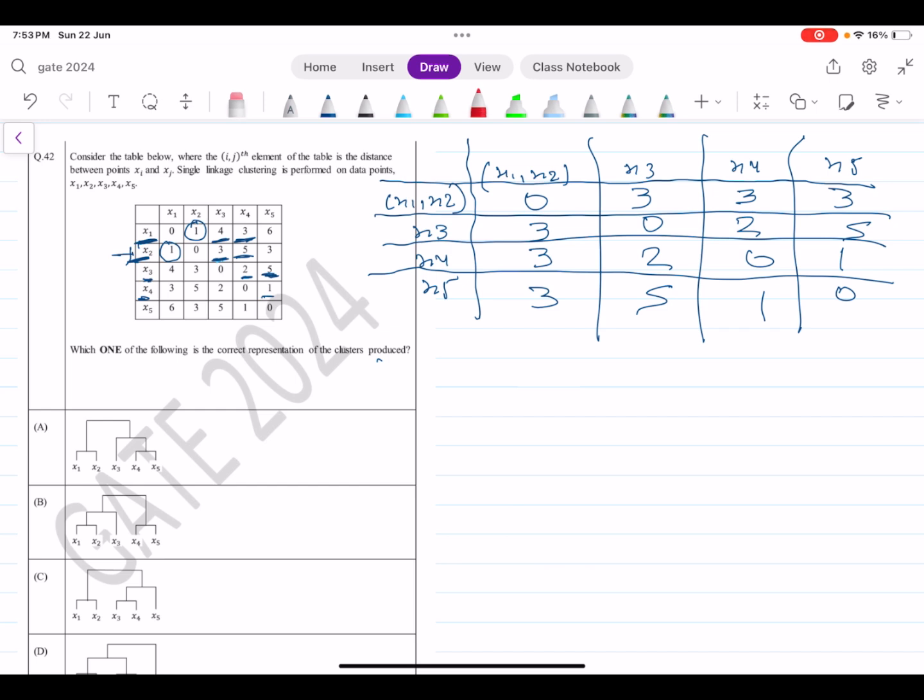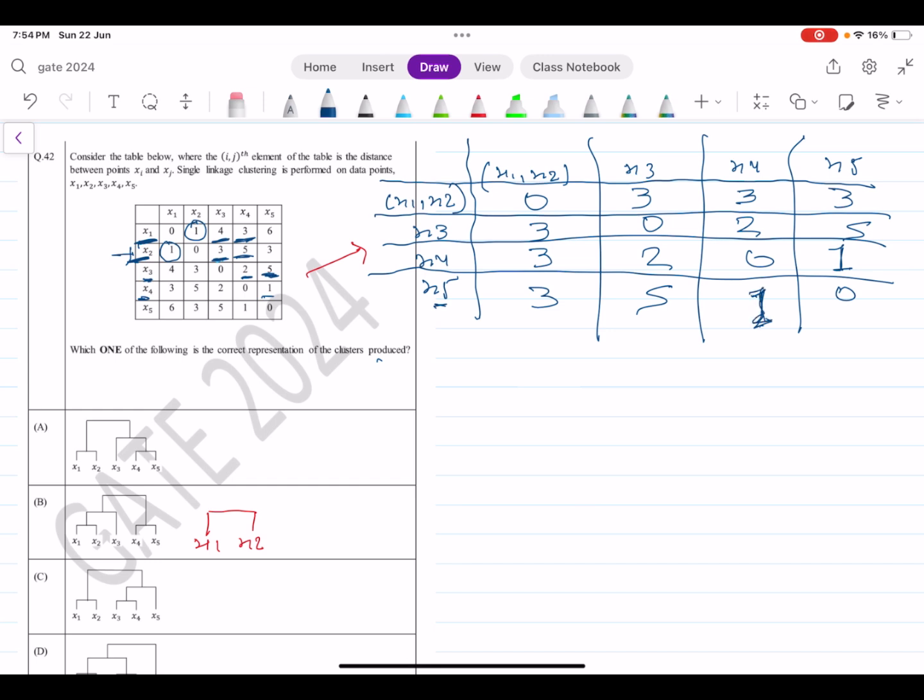Okay, so now this is our new table, and which two chunks have we made? We have made this x1 and x2. So let me draw these here: x1, x2, and we have made this particular chunk or cluster, and now this is our new table. So again we'll do the same, we'll find which are the closest. So if you see here, x5 and x4 are the closest, with the distance of 1.